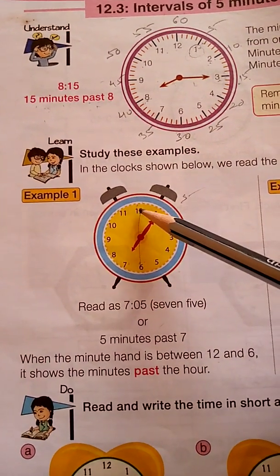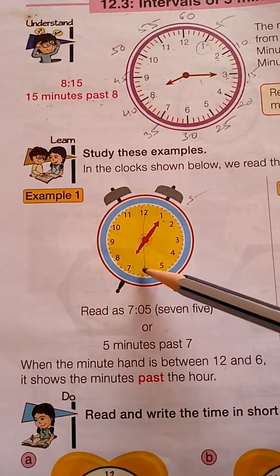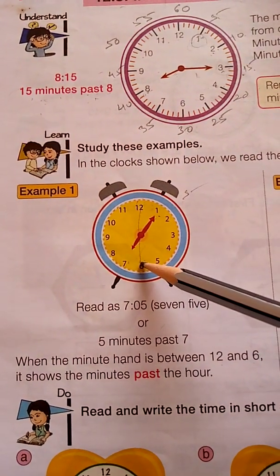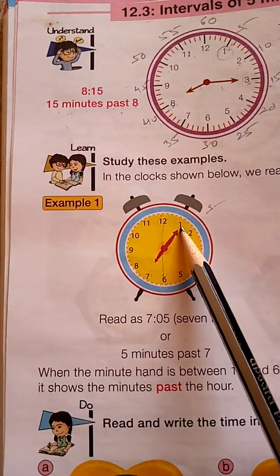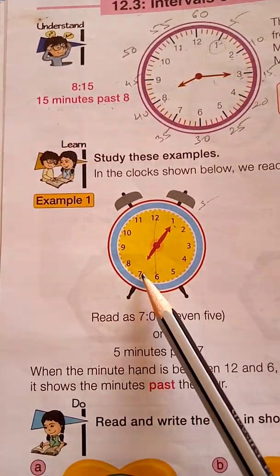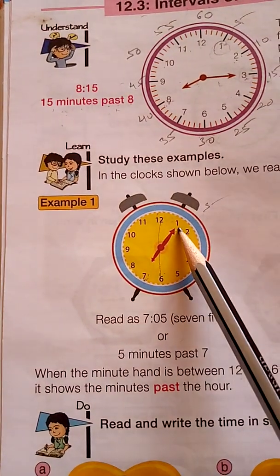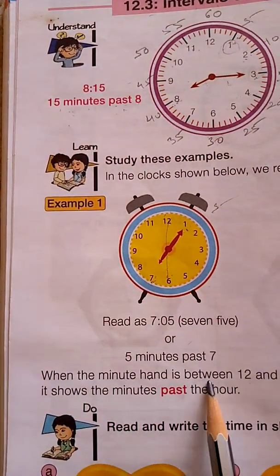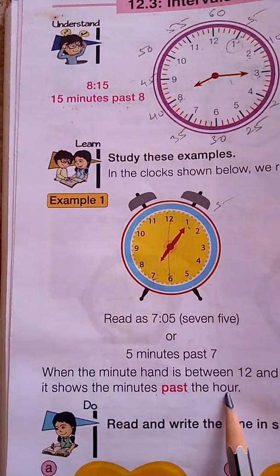Remember this, if it is between 12 and 6, it means what? If the minute hand is between 12 and 6, you are going to write how many minutes it has passed, because directly the minute hand will be showing the number only. In this picture it is 1. How many minutes it has passed? It has passed 12. It is 5 minutes here. When the minute hand is between 12 and 6, it shows the minutes past that hour.